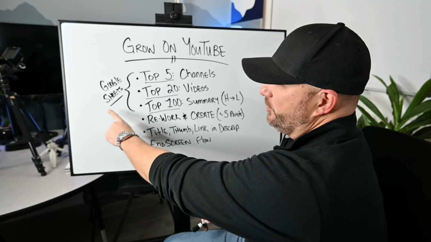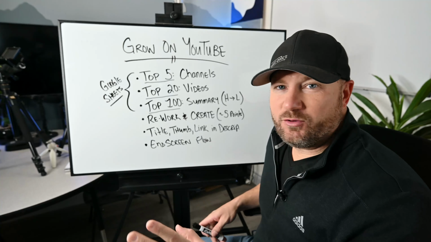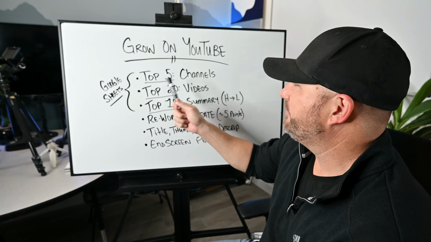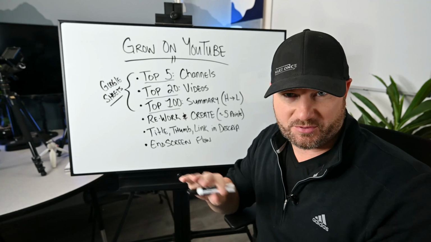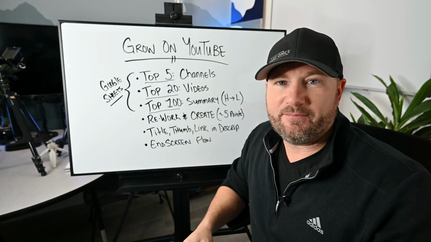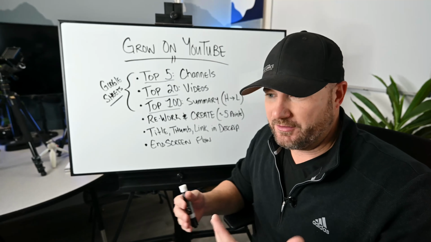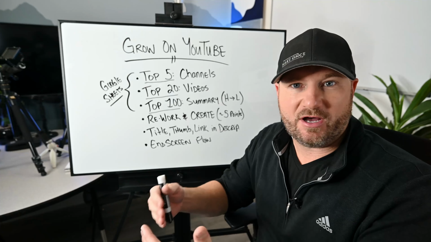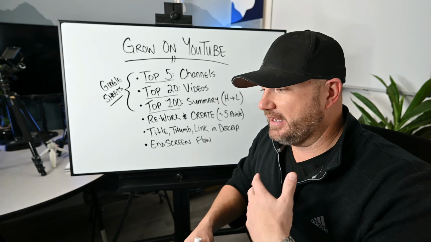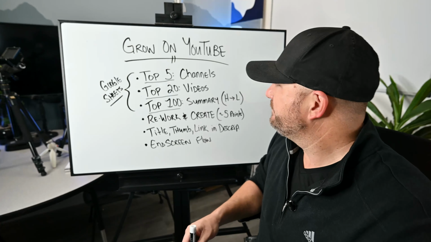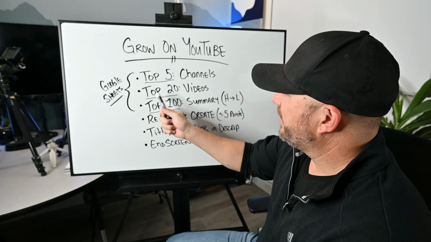So what you want to do is open up a Google Sheets. In that Google Sheets, you want to go to YouTube and find the top 5 channels that you would like to switch places with. Or in other words, the top 5 channels that you absolutely would love to be like. They cover the same topic and genre as you, and they have your followers, they have your audience. Then what you want to do is take their top 20 videos.